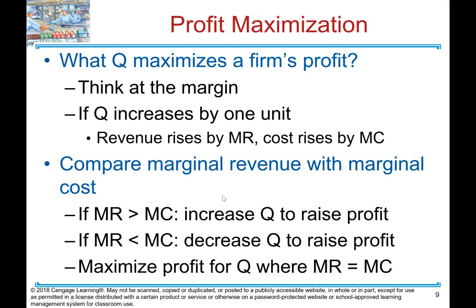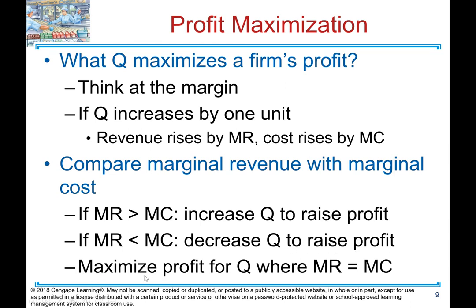Profit maximization. What output maximizes a farm's profit? Thinking at the margin. One of the 10 principles in chapter 1 was people think at the margin. If output increases by 1 unit, revenue rises by marginal revenue, but cost also rises by marginal cost. So we compare marginal revenue with marginal cost. If marginal revenue is higher than marginal cost, it is advisable to increase output because that will raise profit. If marginal revenue is less than marginal cost, it is advisable to decrease output to raise profit.